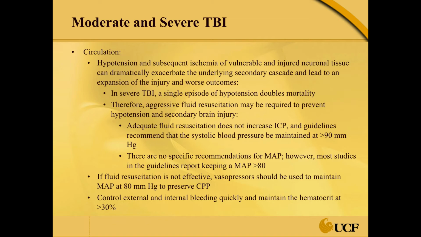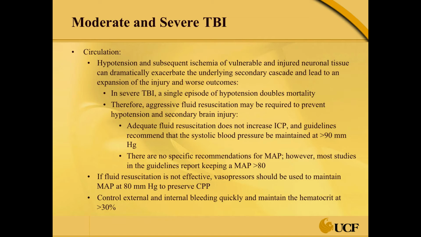In severe TBI, a single episode of hypotension will double mortality, so fluid resuscitation needs to be aggressive to prevent secondary brain injury. It does not increase ICP, and there are guidelines that recommend that we aggressively maintain the systolic pressure at greater than 90. All right. There are no specific recommendations for MAP. However, most studies report we want to keep the MAP greater than 80. So your two key takeaway points there: keep your systolic pressure greater than 90, your MAP greater than 80.